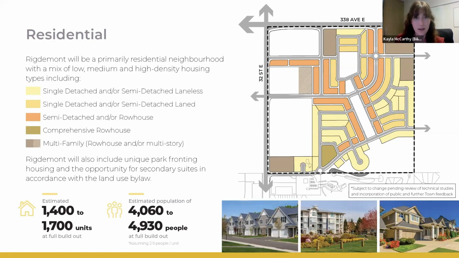Overall, the plan area will likely support approximately 1,400 to 1,700 housing units, or approximately 4,000 to 5,000 people when we're assuming about 2.9 people per household.